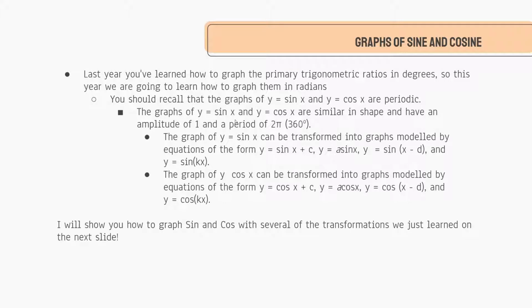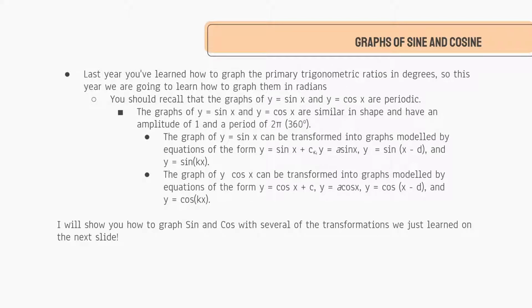Now, as I said, the graphs of sine and cos are very similar to the point where they have the exact same transformations when you apply them. So the transformations could be as the following. First of all, y equals sine x plus c. y equals a times sine of x, y equals sine of x minus d, and last, y equals sine of k times x. As you can see, these are the exact same transformations that cosine would have. You might not remember what all of these transformations do, so I will explain them to you right now.